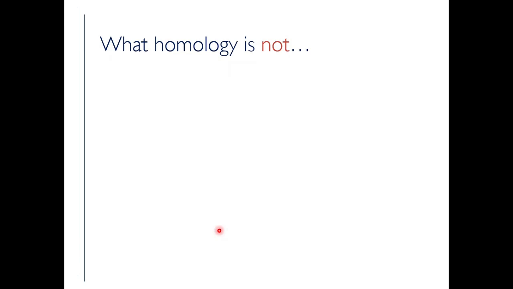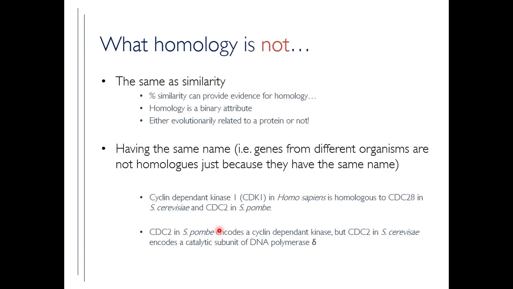So just talking about what homology is not, it's not the same as similarity. So I mentioned this earlier. Homology is binary. Things are either homologous or they are not, because they are either descended from a common ancestor or they are not. So even if you have very similar things, they may not actually be homologous because they might not have evolved from a common ancestor. And it's not about having the same name either.